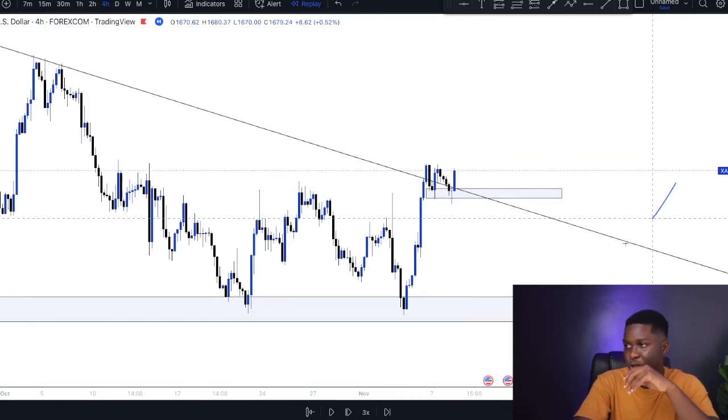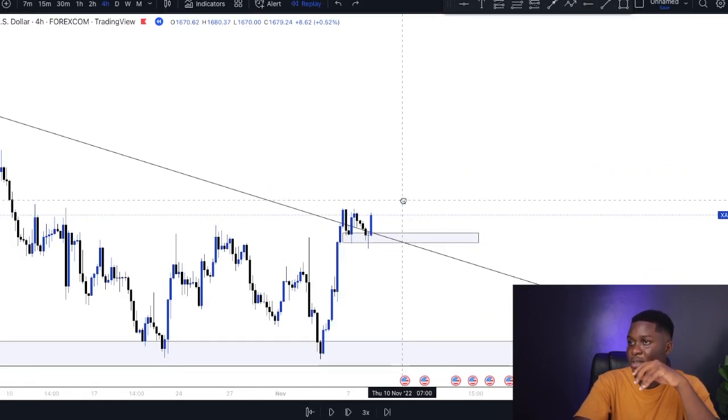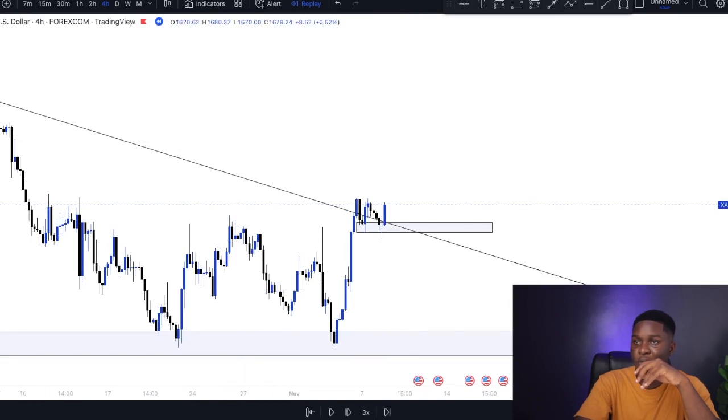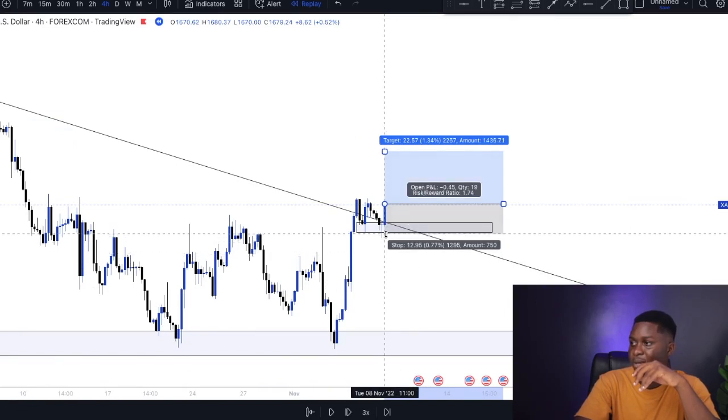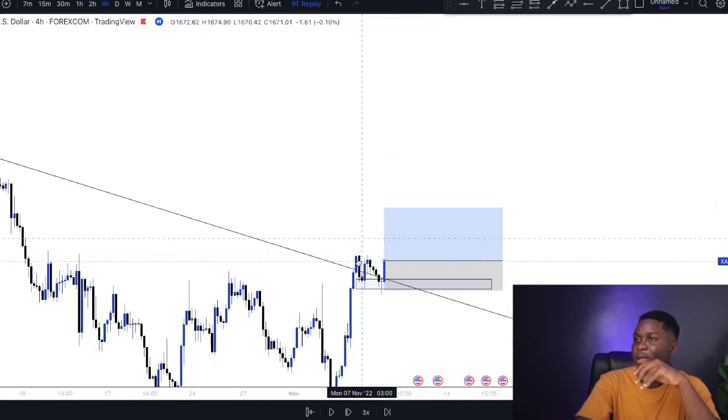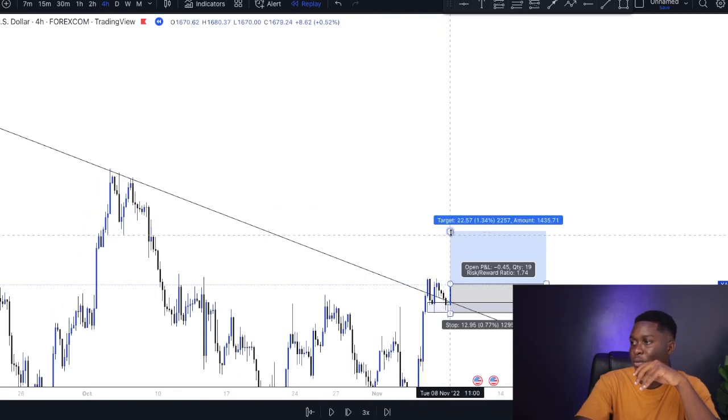Now, because this is a swing setup, I'm definitely not going to be rushing the process. I'm going to be taking my trade right over here, and then I'm going to have my stop loss right beneath the structure, and then I'm going to go for a good risk to reward, right?